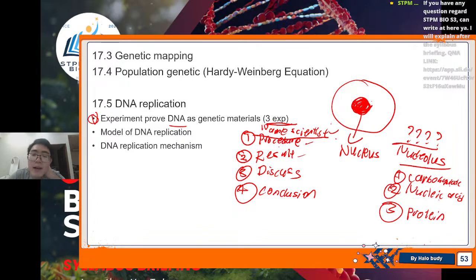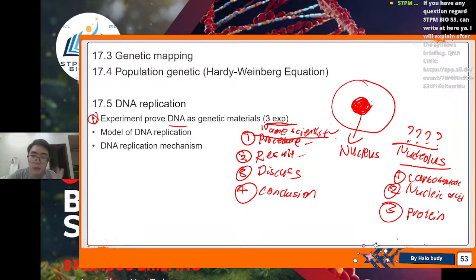The scientist's name. Okay, next is procedure. What are the steps that were carried out? You have to know. Then, result. What are the results obtained? Then, discuss the result. Based on that result and also the procedure, discuss it. Why did that scientist want to use this procedure? Why is the result like that? Why did this result come out?